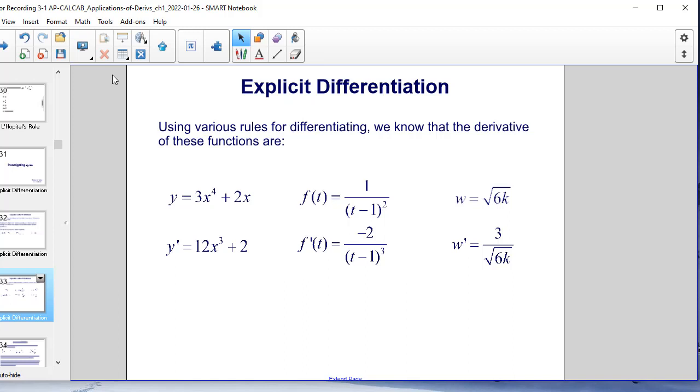Using various rules for differentiating, we know that the derivatives of these functions are as follows. For y equals 3x to the fourth plus 2x, y prime will be equal to 12x cubed plus 2. If f of t is equal to 1 over the quantity t minus 1 squared, f prime of t will equal negative 2 divided by the quantity t minus 1 cubed. And if w is equal to the square root of 6k, w prime is equal to 3 over the square root of 6k. Again, the differentiation is straightforward.